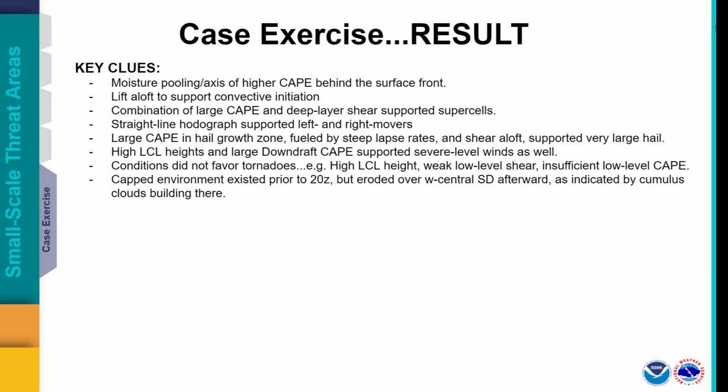A combination of large CAPE and deep layer shear supported supercells. Likely a more straight-line hodograph supported left and right movers. Large CAPE was seen in the hail growth zone, fueled by steep lapse rates and shear aloft to support very large hail. With high LCL heights and large downdraft CAPE, we also see a favorable environment for severe level winds. The conditions did not favor tornadoes due to high LCL height and weak low-level shear. We had a capped environment that existed prior to 20Z, but eroded over west central South Dakota afterward, as indicated by growing cumulus clouds in that region.